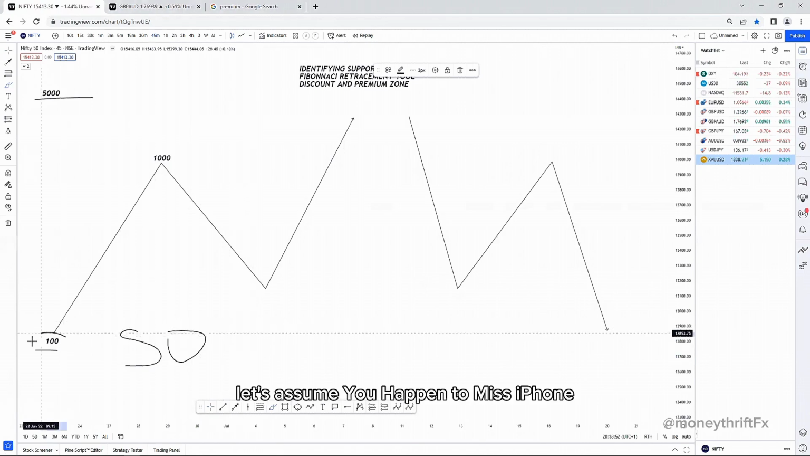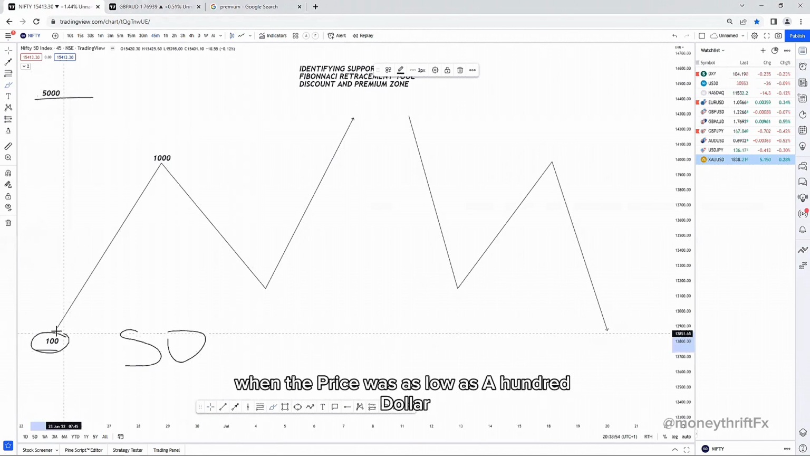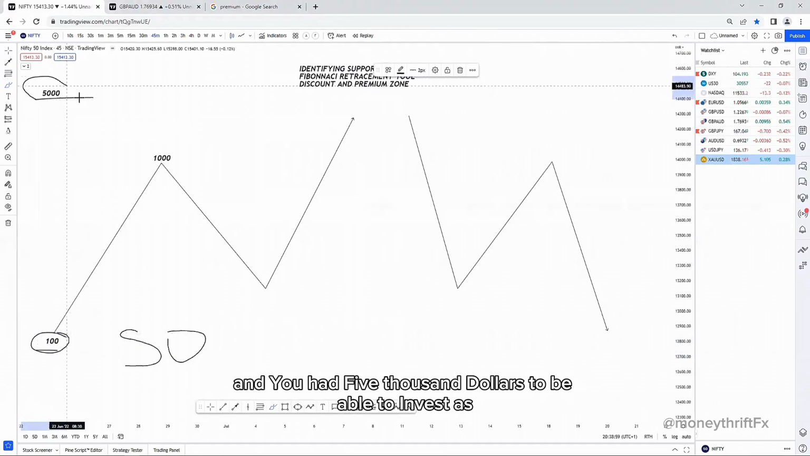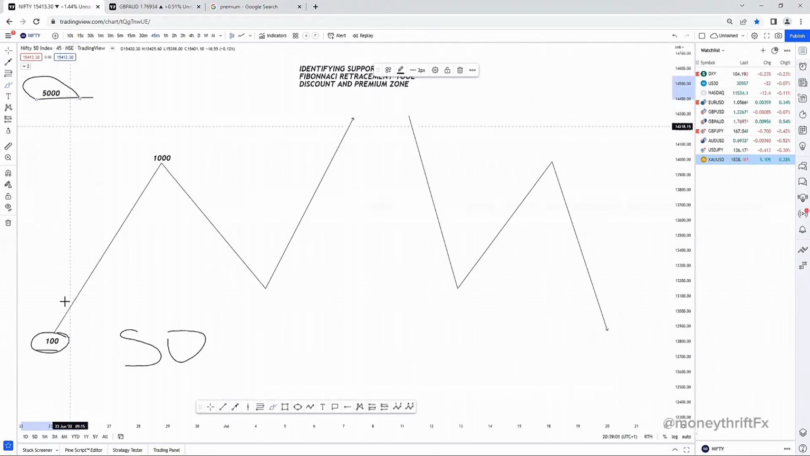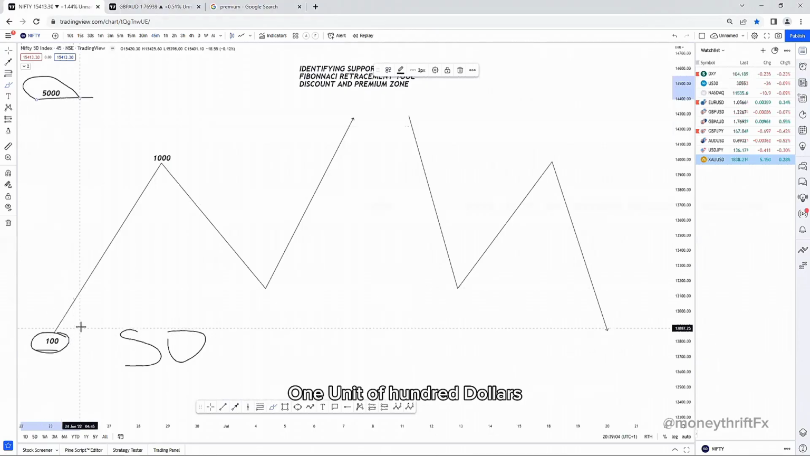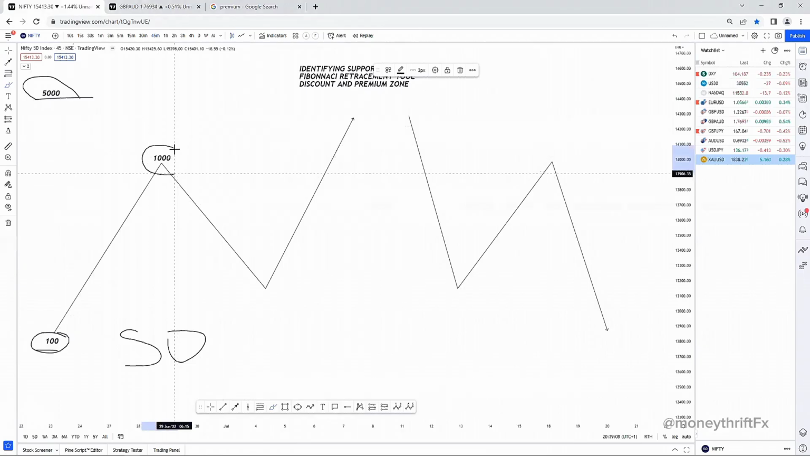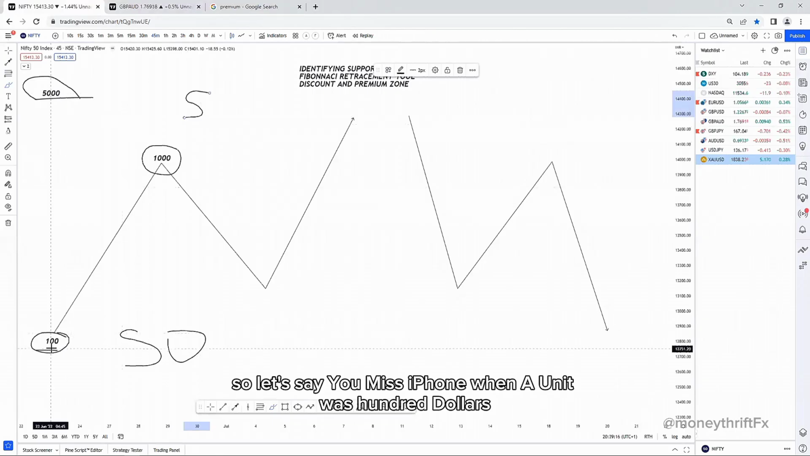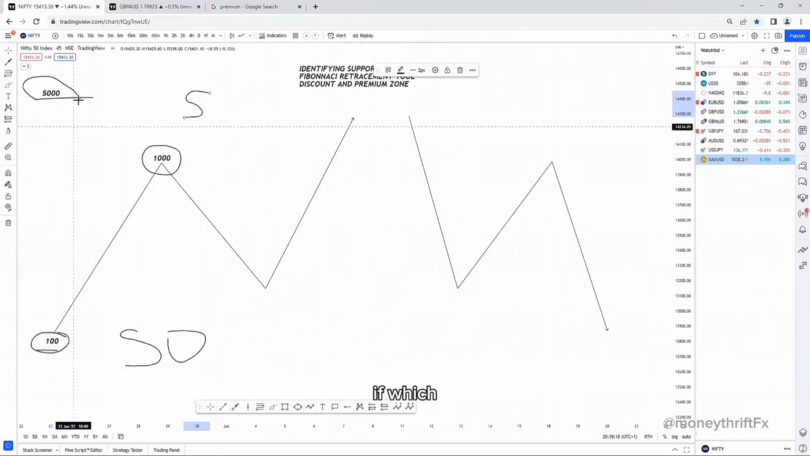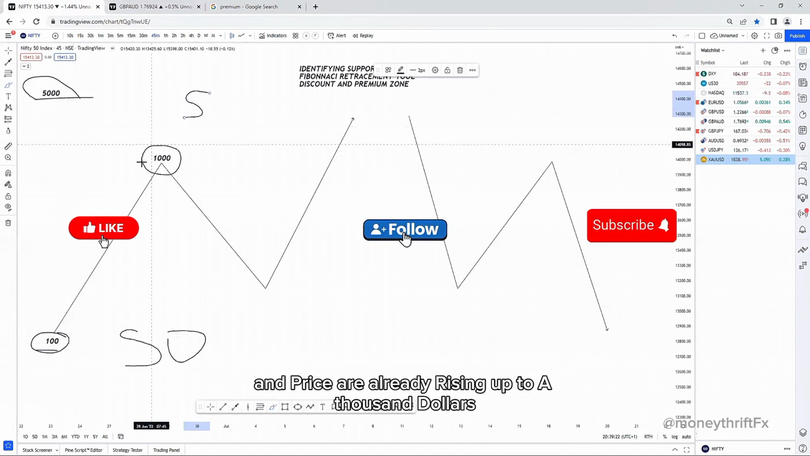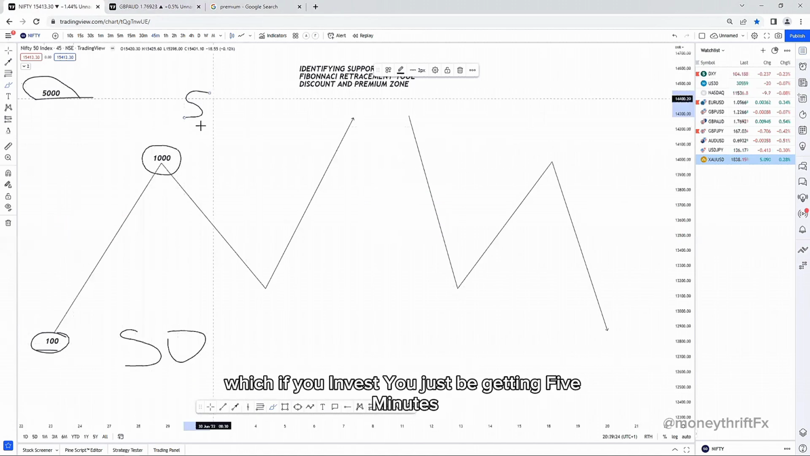Let's assume you happen to miss iPhone when the price was as low as $100, and you had $5,000 to invest as capital in the phone business, but you missed it when it was sold at 1 unit for $100, and then the price rose to $1,000. If you should be buying iPhone at this particular point, how many units will you have? Just 5 units, right? So let's say you miss iPhone when a unit was $100. If you had invested, then you'd be getting up to 50 units. And the price has already risen up to $1,000, which if you invest, you'd just be getting 5 units.